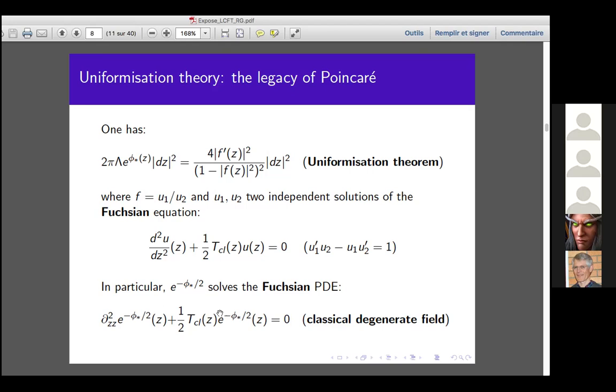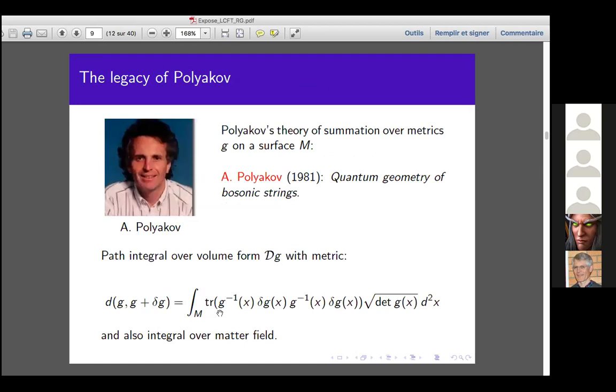And then all this kind of disappeared from research, say in mathematics, and it was revived 80 years later by Polyakov. And what did Polyakov do? So let me first explain for those who haven't seen this already.